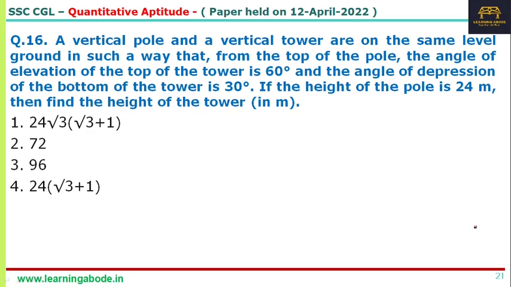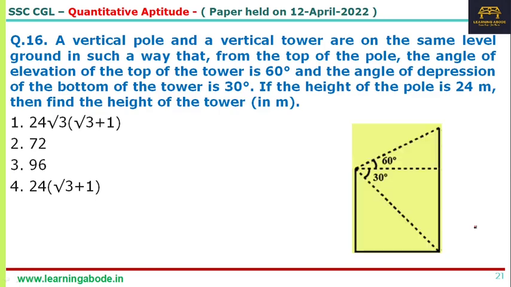Here this question involves 30 degrees and 60 degrees, so it's going to be a 30, 60, 90 triangle, which means the sides are in the ratio 1:√3:2. The image has not been given, so we have to draw the image.